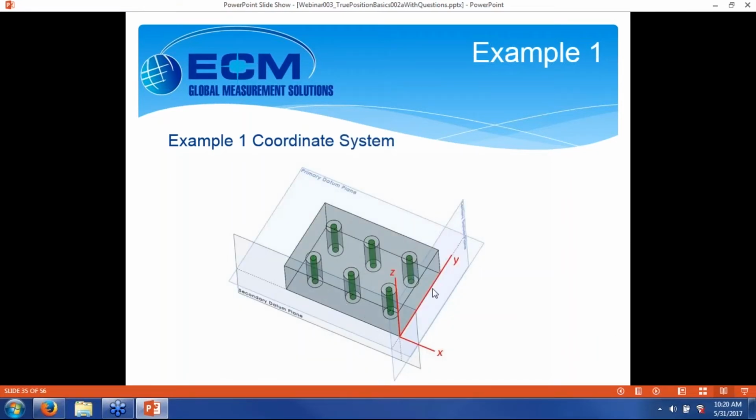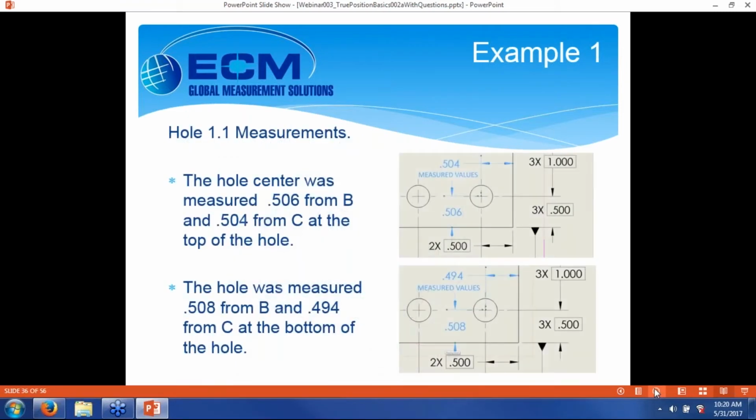Here's our setup with our coordinate system. Arbitrarily, I picked Z perpendicular to primary, Y perpendicular to the secondary, and X perpendicular to the tertiary datum planes. We'll say the hole center for this first hole was measured at 0.504 from datum C, 0.506 from datum B.